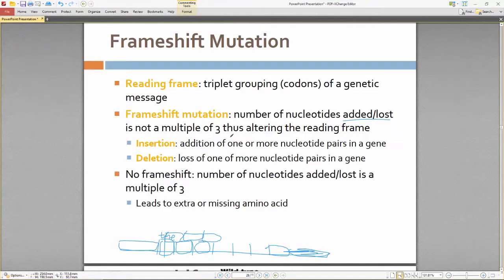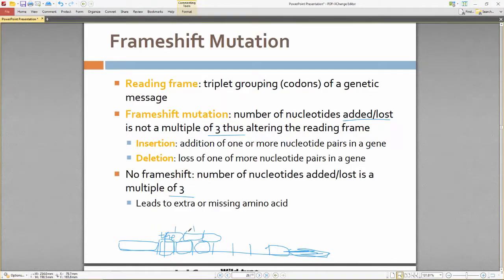So, what is a frameshift mutation? A frameshift mutation is when the number of nucleotides that are added or lost, so it's not being replaced in this case, added or lost, is not a multiple of 3 and you're altering the reading frame. And this can happen by an insertion or a deletion. An insertion is an addition of one or more nucleotide pairs in a gene, but a deletion is a loss of one or more nucleotide pairs.